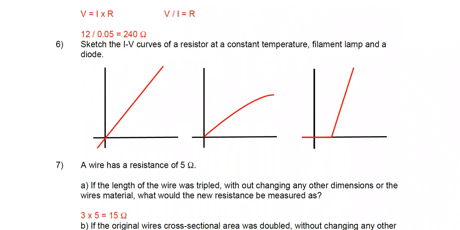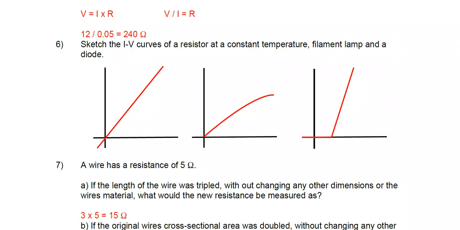Sketch the IV curves for a constant temperature resistor, filament lamp, and diode. Well, for a constant temperature, it's a straight line curve because the resistance isn't changing. Then in the middle, we have a filament lamp. So for a greater increase of voltage, the amount of current gained becomes less and less because the resistance of the filament lamp is increasing.